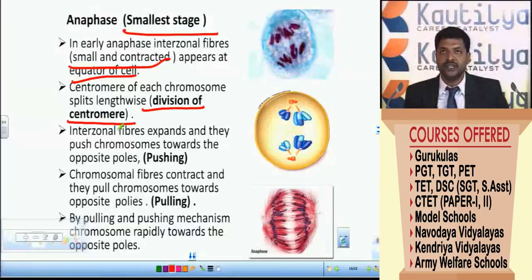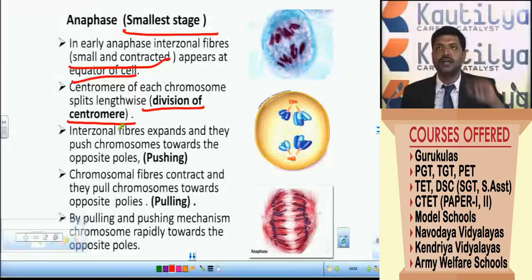The duplicated chromatids are separated in anaphase. Ana means go back, phase means stage. So the chromosomes are going back. It is believed that 30 ATP is required for bringing one chromosome to the pole itself.